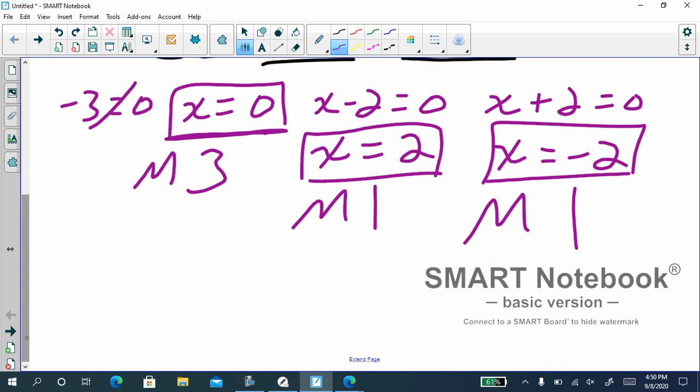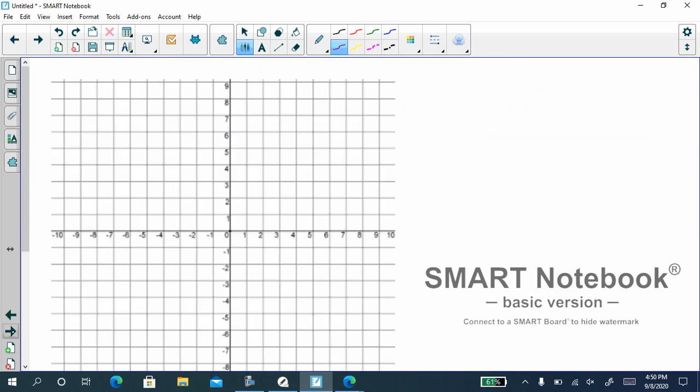Remember what multiplicity tells us. If the multiplicity is odd, we cross the x-axis at that 0. Each of these zeros have multiplicities that are odd, so we're going to cross the x-axis at each of those. So if we plot this, then let's plot each of our zeros.